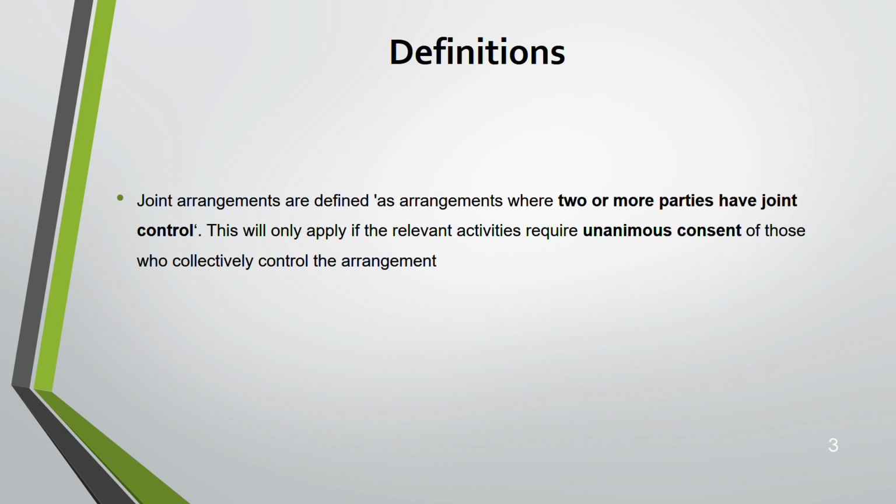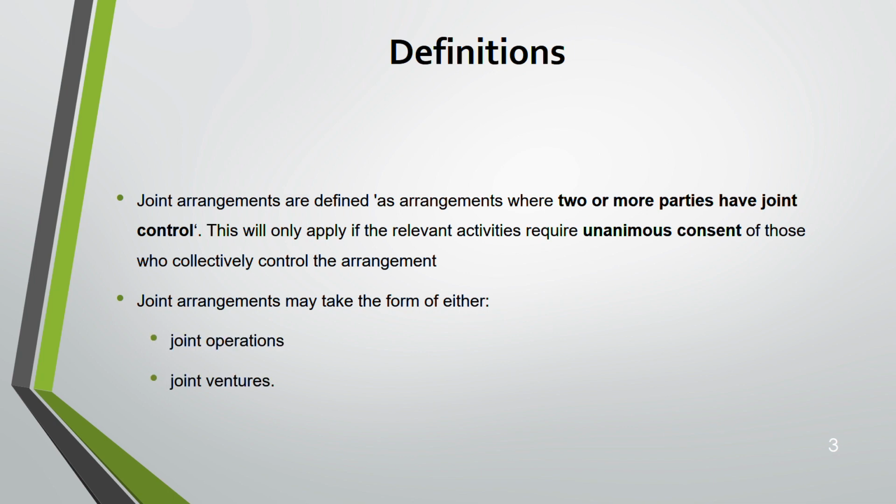And another thing you must look is whether unanimous consent is required or not. Any decision requires unanimous consent of all those who are collectively controlling it. That means one person cannot take the decision. It is not based on some voting rights. Unanimous consent of all the parties who have joint control. So if these two things are there, two or more parties and unanimous consent, then it's a joint arrangement. Understood? Now, joint arrangements can take two forms. Number one, joint operation. Number two, joint venture.